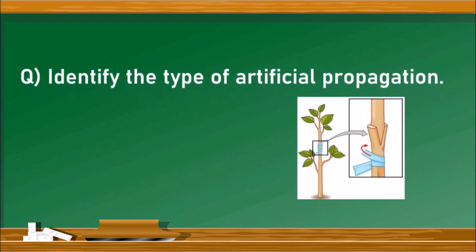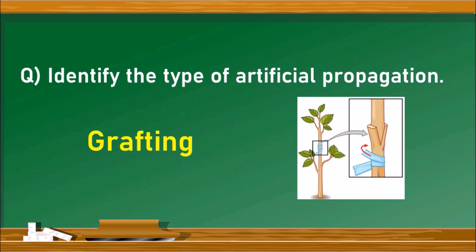Next question. Identify the type of artificial propagation here. This is grafting. In the same manner, several questions may be asked in this lesson, like identify the type of artificial propagation such as layering, cutting, or identify the type of natural vegetative propagation such as tuber, stolon or bryophyllum, or any diagram from this lesson may be given and they may ask you to identify. Next question.